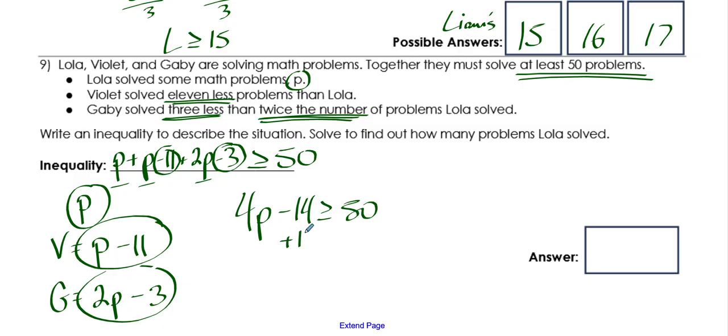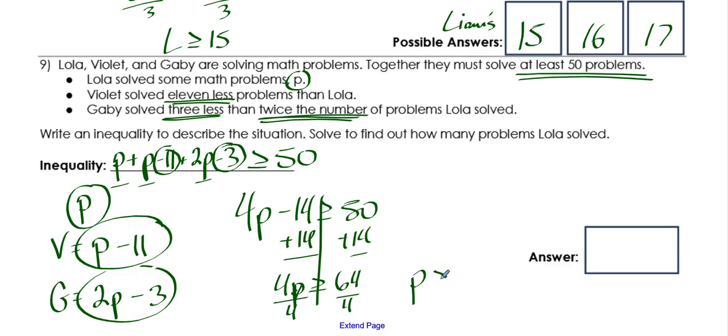We're going to start solving this by adding 14 to both sides. We get 4P is greater than or equal to 64, and then divide by 4. So P is greater than or equal to 16. So ultimately, we want to think about how many problems Lola must have solved. Well, it's got to be greater than or equal to. We can write it exactly like that. She solved at least 16 problems.